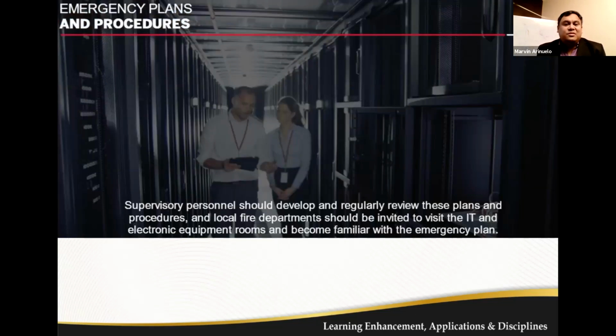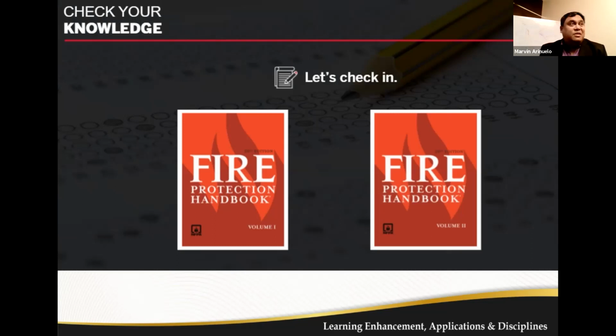Supervisory personnel should develop and regularly review this plan and procedure. And the local fire department should be invited to visit the IT and electronic equipment room and become familiar with the emergency plan. So let us have a 15 minute break.